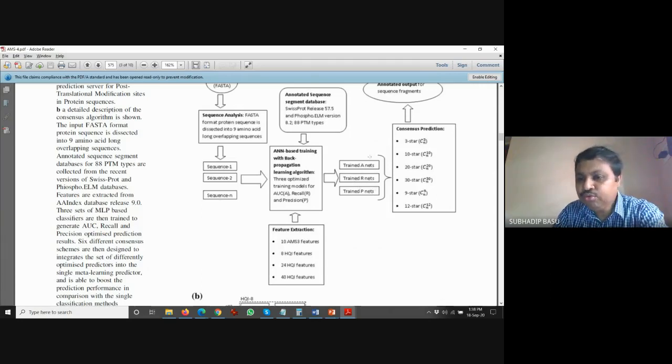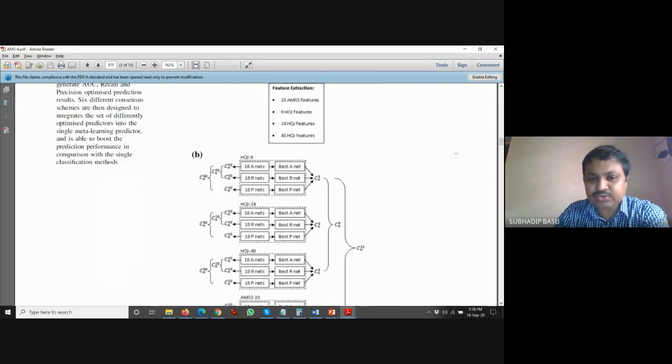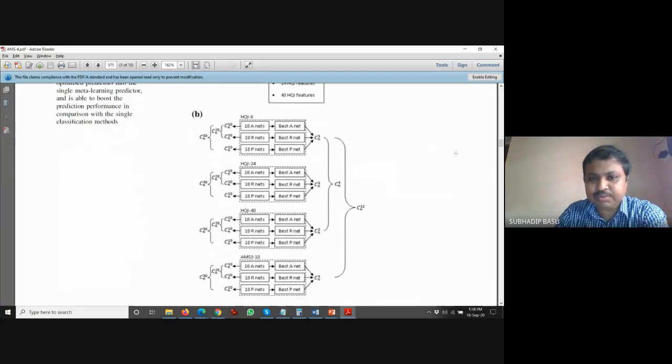So, for example, if we have three networks, that means AUC, recall, and precision optimized networks, then we can apply a 3-star consensus mechanism. If we have 10 different features, we can have a 10-star consensus mechanism, that if all the different networks are giving it as a positive, then we call it a positive, and the quality can be varied. See here, if we go through this particular diagram, it will be more clear.